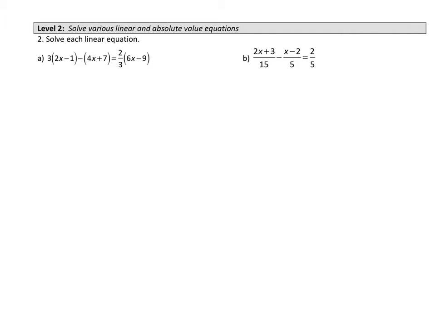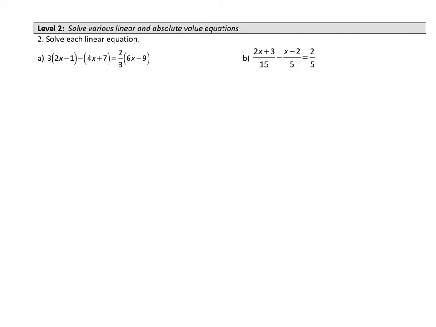In level 2, you will be solving linear and absolute value equations. This first one is definitely review, so pause the video and try and solve part 2a. If you got -2 for your answer, you're good to go. You can fast forward my explanation for 2a. If not, see if you can figure out what you did wrong, or you can listen to my explanation.